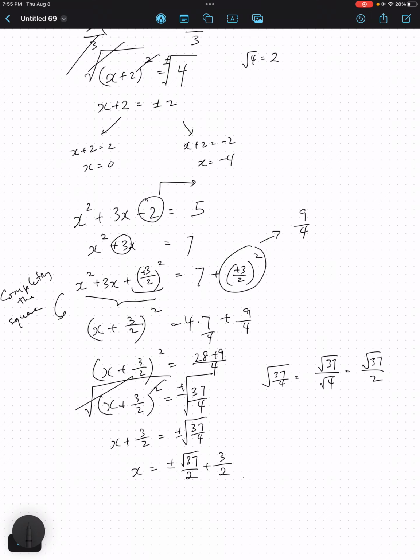Now, if I want to simplify this even further, I can just combine the same denominator. I'll put this in front, positive 3, or I don't even need the positive. I go 3 plus minus root 37 over 2. And that is the final answer.